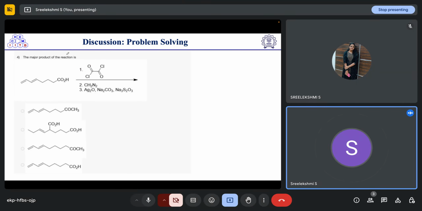Moving to the fourth question: the major product of the reaction. We are treating this carboxylic acid with oxalyl chloride, then diazomethane, and in the third step with silver carbonate, sodium carbonate, and sodium thiosulfate. Which will be the major product out of the four options given here?